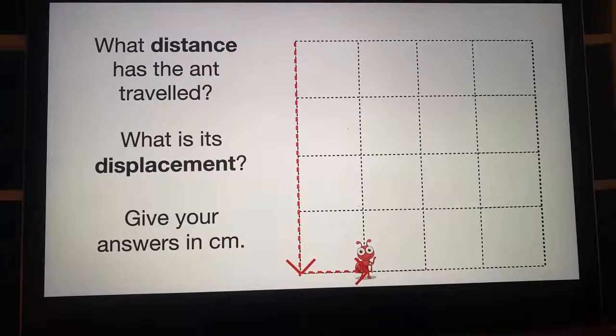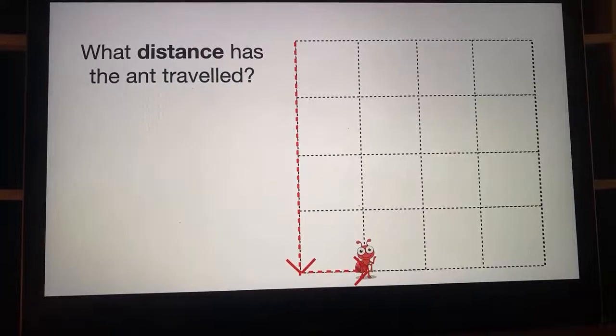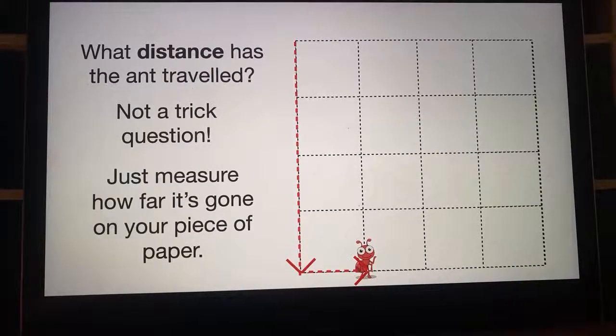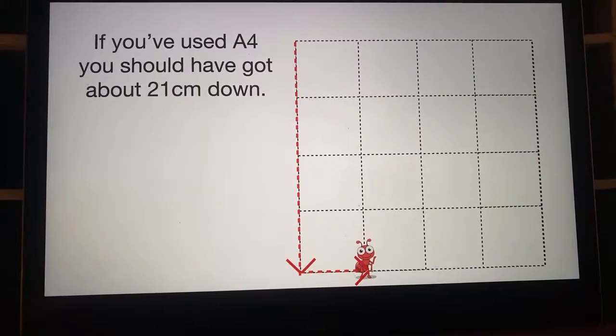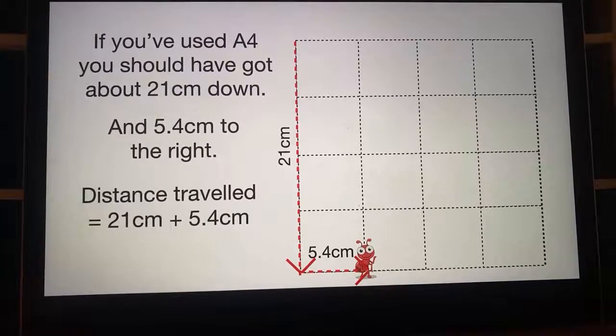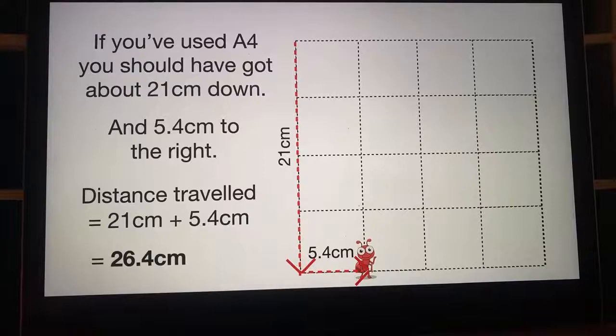21.7. Right, I have done it. Let's go through it. So, what distance has the ant travelled? Well, it's not a trick question, right? You just measure how far it has gone on your piece of paper. So if you've used A4 paper, you should have had about 21 centimetres down and about 5.4 centimetres to the right. Actually, when I've done it here, I've got 5.2 centimetres. But roughly speaking, you just add those two different distances together and say what you've got. So you should have got about 26.4.